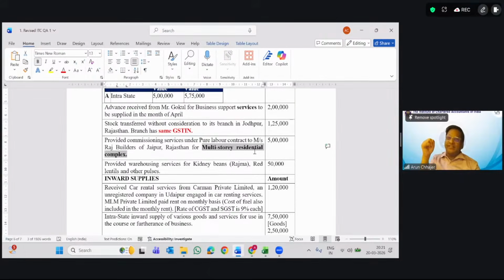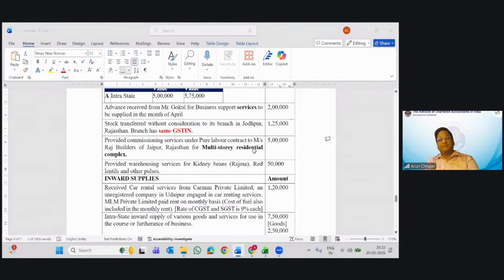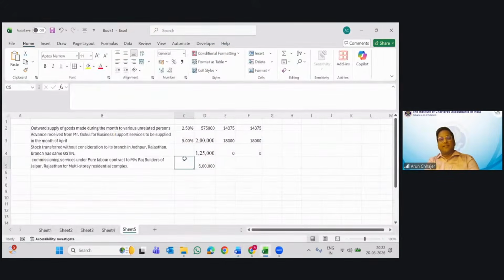Read that exemption. It is talking about single residential unit. Single residential. It is multi-story. Therefore, this transaction becomes taxable.